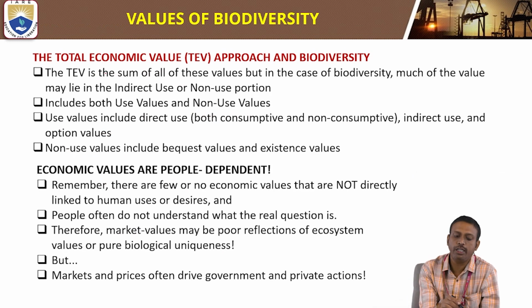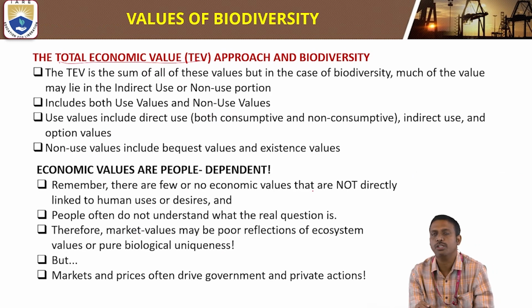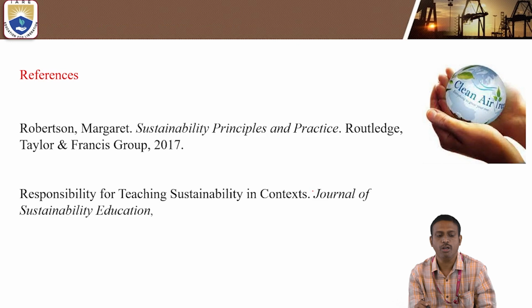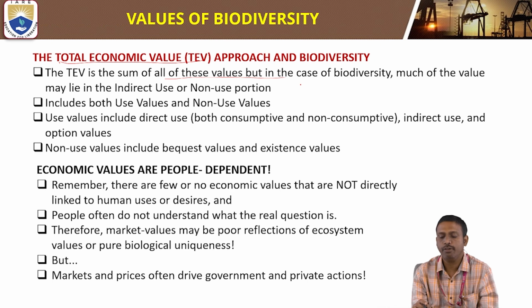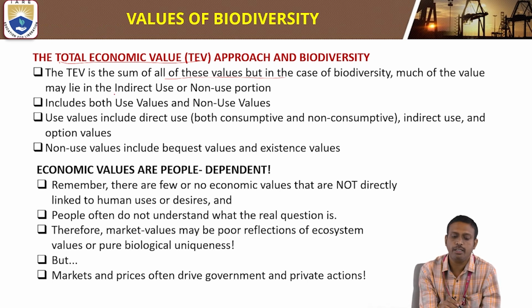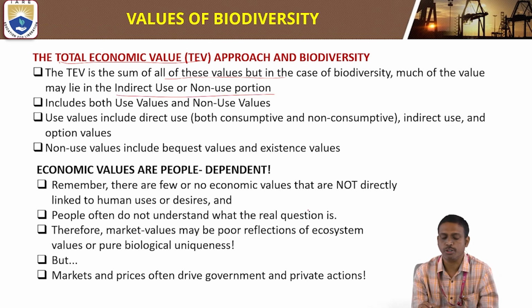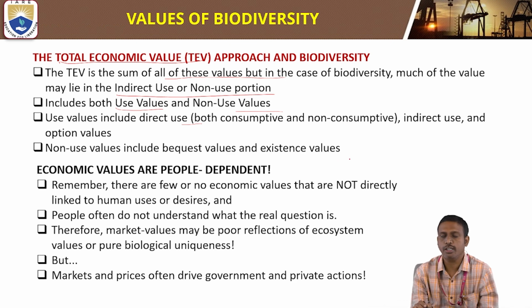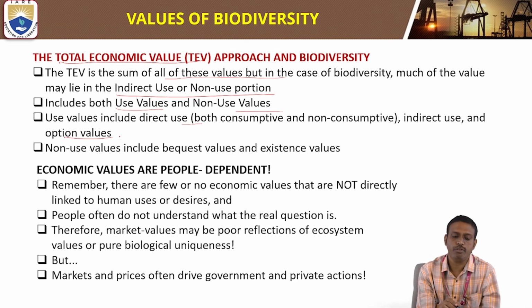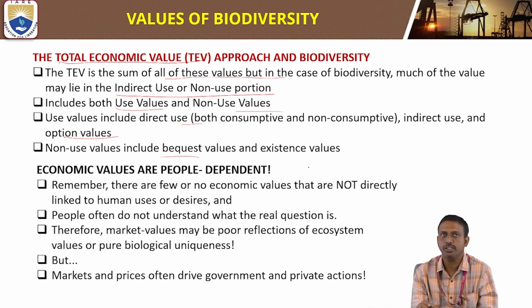Total economic value, TEV, approach and biodiversity. Total economic value is the sum of all the values, but in the case of biodiversity, much of the value may lie in the indirect use or non-use portion. It includes both use values and non-use values. Use values are direct use, both consumptive and non-consumptive, indirect use and option values. Non-use values include bequest values and existence values.